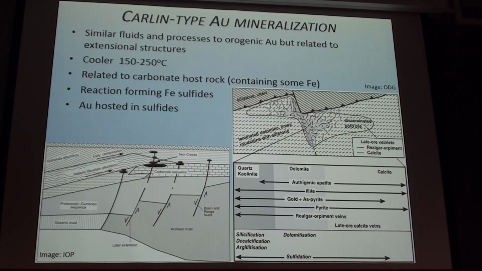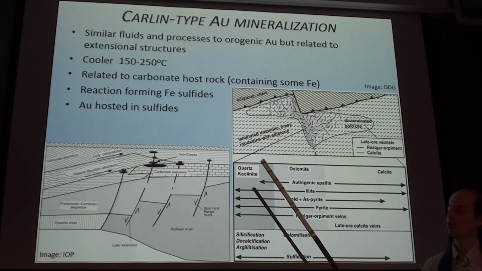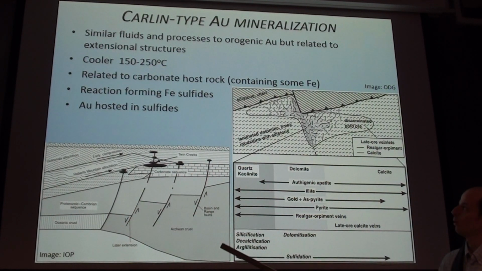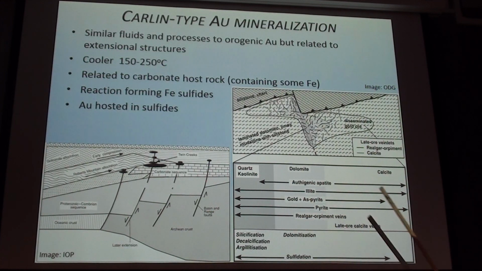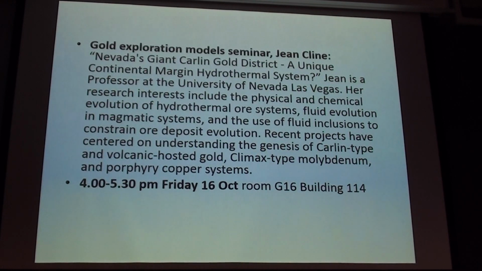Carlin-type gold mineralization is kind of related, but rather than occurring in a compressive orogenic environment, it occurs in extensional settings. So again, large crustal scale faults allow fluid flow, and we have reaction, for instance, with carbonate rocks to form iron sulfides, and gold hosted within iron sulfides is either gold, arsenic, or pyrite.